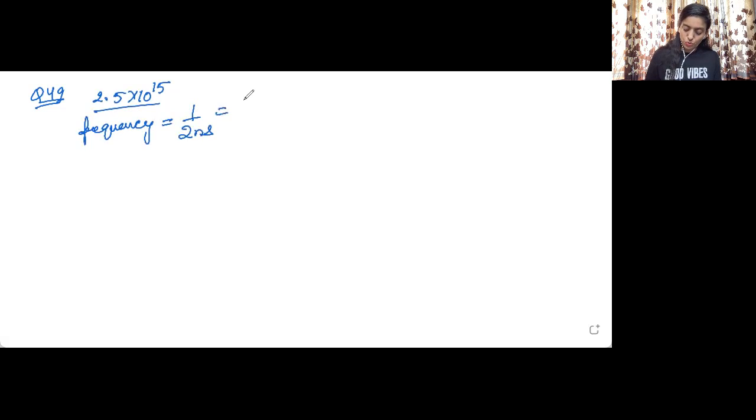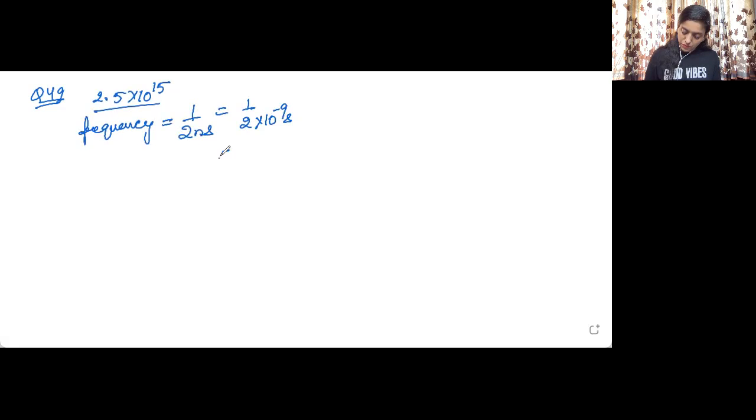Okay, so question number 49. We have been given the duration of the pulsed radiation source is 2 nanosecond. The number of photons has been given to be equal to 2.5 into 10 raised to the power 15. This is the total number of photons that are emitted during the pulsed radiation. We need to find out the energy of the source. So the duration has been given, 2 nanosecond. Frequency is equal to 1 over 2 nanosecond, equal to 1 over 2 into 10 raised to the power -9 second.